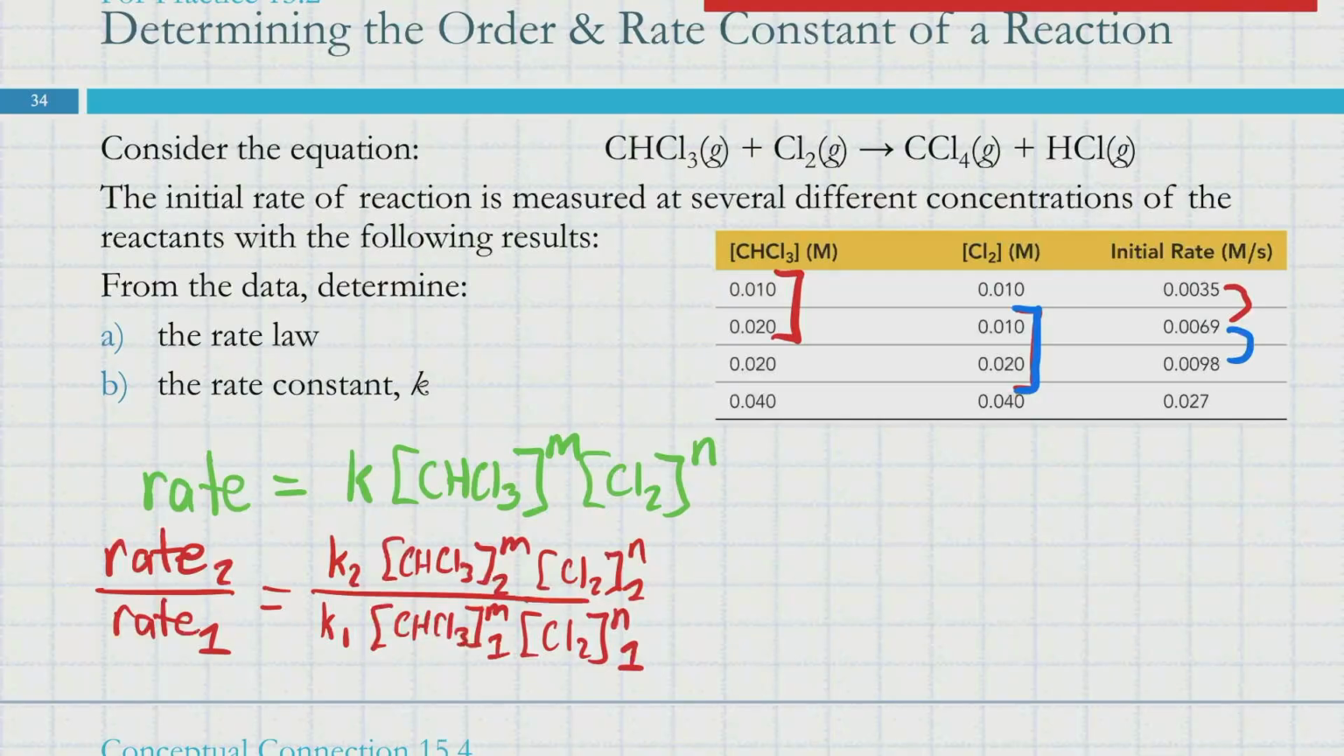So what's convenient about changing one of these variables at a time is that when we're changing the CHCl3 concentration, our Cl2 concentration is the same in both sets. So we're having the same concentration. They're going to have the same order. So Cl2 to the n power, those will cancel out. So all these on the right side, those cancel out. The K2 over K1, the rate constant, hasn't changed. So that also cancels out.